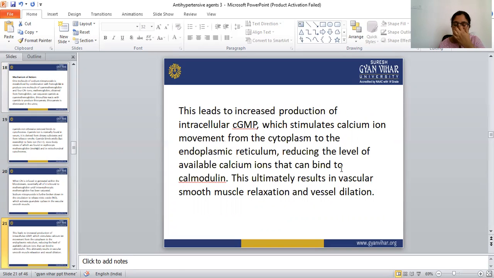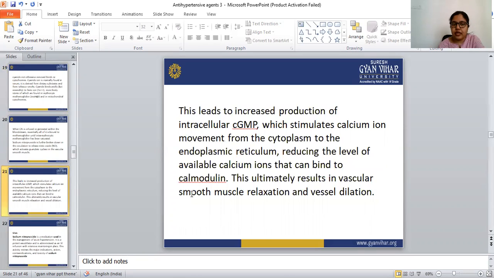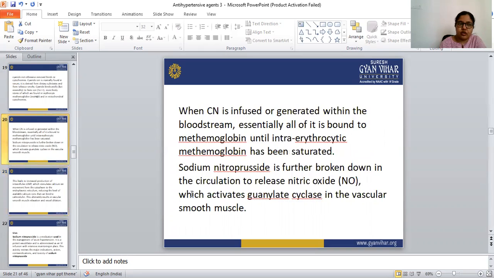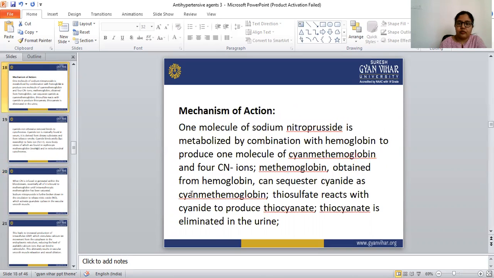That leads to the increased production of intracellular cGMP, which stimulates calcium ion movement from the cytoplasm to the endoplasmic reticulum, reducing the level of available calcium ion that can bind to calmodulin. This ultimately results in vascular smooth muscle relaxation and vessel dilation. So this is the mechanism of action of sodium nitroprusside.